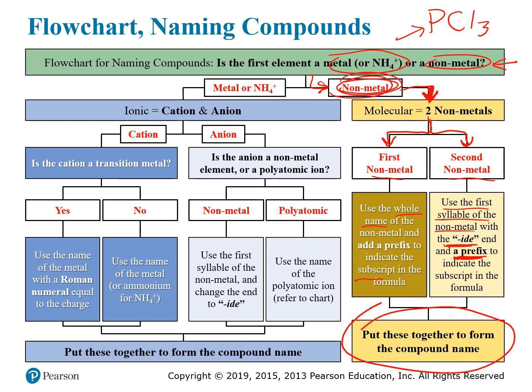And then the last thing to do is just put these together. You have phosphorus and you have trichloride. So the name is phosphorus trichloride. You would write it with a space in between as 2 separate words, but the tri is attached directly to chloride. Phosphorus trichloride.